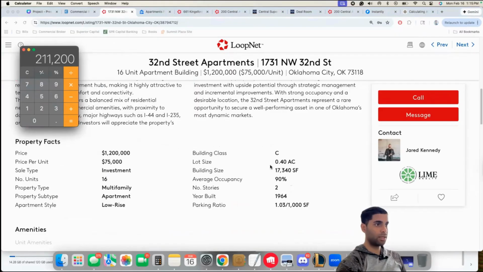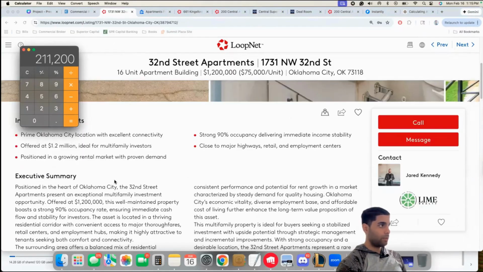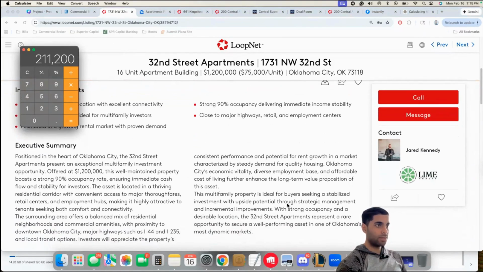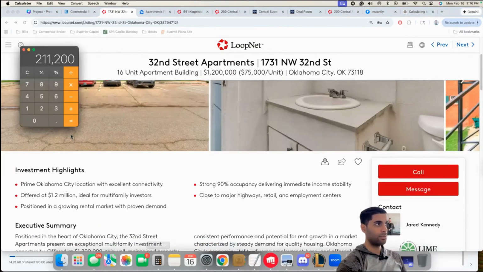This building was built in 1964. So let's see if they did any major upgrades. Stabilized investment, upside potential through strong occupancy, desirable. I'm not seeing anything, well maintained, 90% occupancy. So I'm not seeing any major upgrades that they did. I'm going to use a 50% expense ratio on this. So I'm essentially cutting this number in half, times 0.5, so that my stabilized net operating income is 105,600.